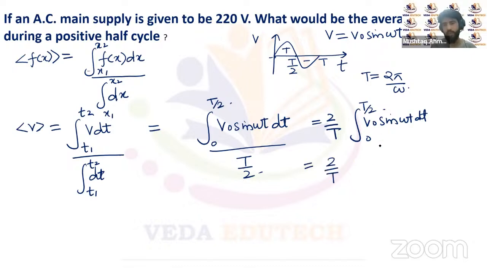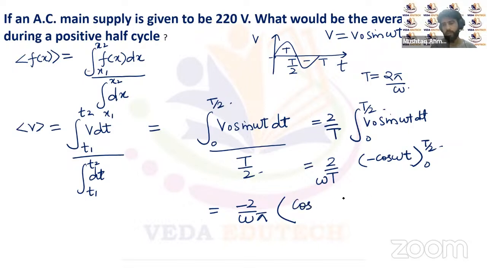Now integrating this function, 2 by T, the integration of sine of omega t will be minus cos of omega t divided by omega, with the limits 0 to T by 2. So we'll have minus 2 upon omega T here. Upper limit minus lower limit: it will be cos of omega T by 2 minus cos of 0, and cos 0 is actually 1, right?